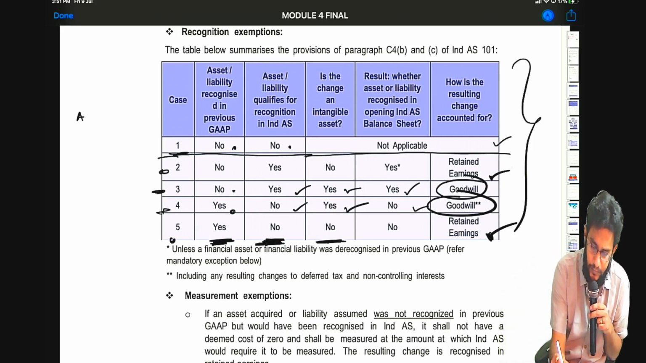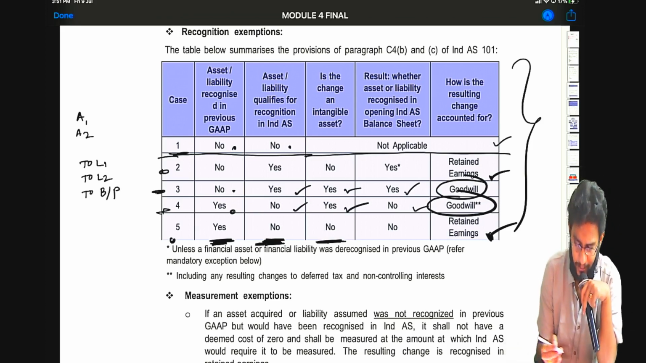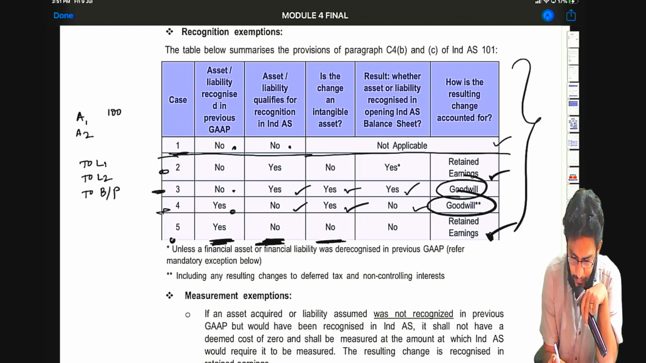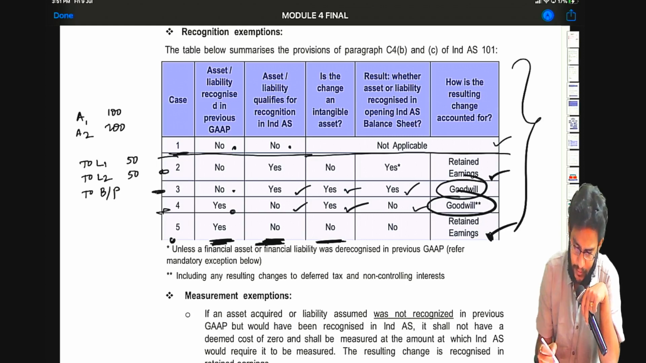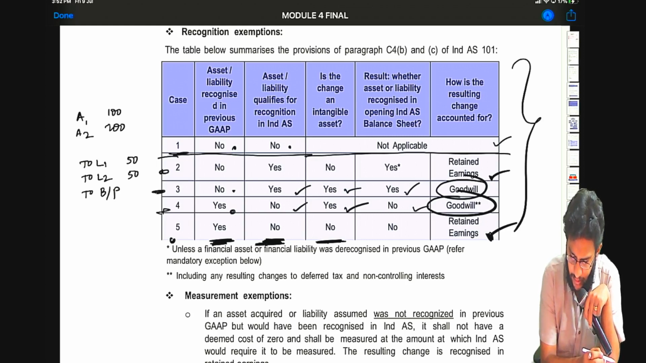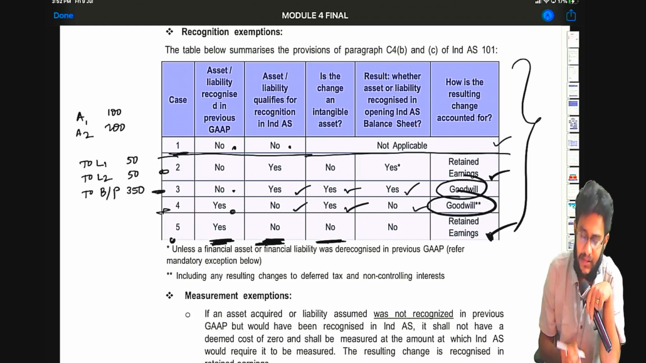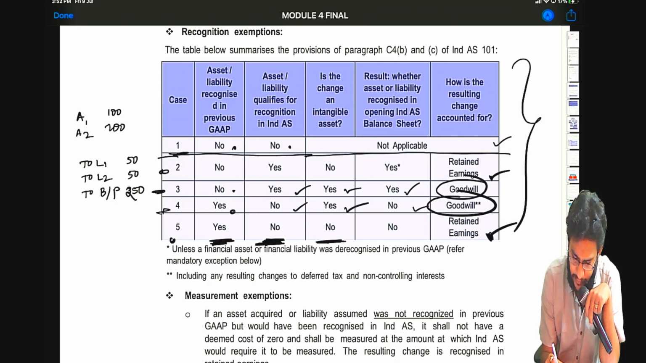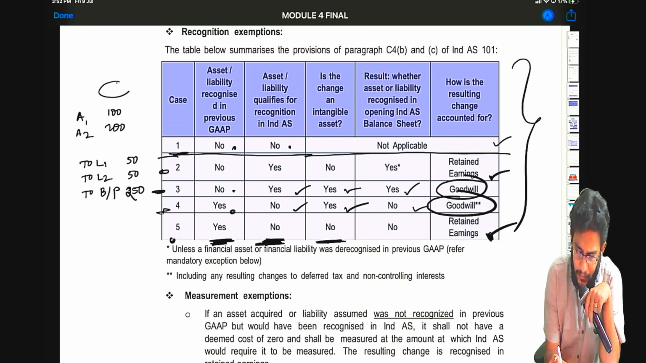Suppose A1, A2, L1, L2 to business purchase. This is the incorporation entry I am writing. Okay, randomly let me write some numbers: 100, 200, 50, 50. So, as you can see, 100 plus 200 minus 100, let us say 250 is the purchase consideration. As you can see, a balancing figure of 50 rupees will come. That we will transfer to goodwill.